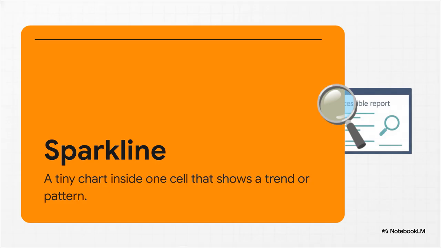A sparkline is literally a tiny mini chart that lives completely inside a single solitary cell. That's it. It doesn't have an X or Y axis, it doesn't have a legend. It exists purely to show you a trend, like a quick line going up or down at a single glance, right next to your data.